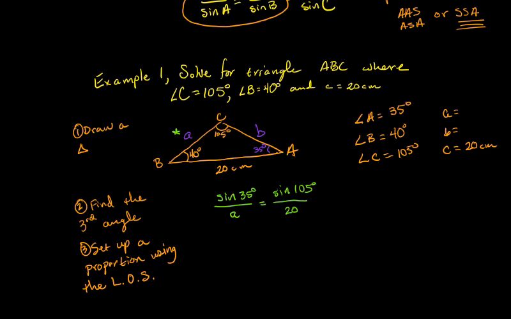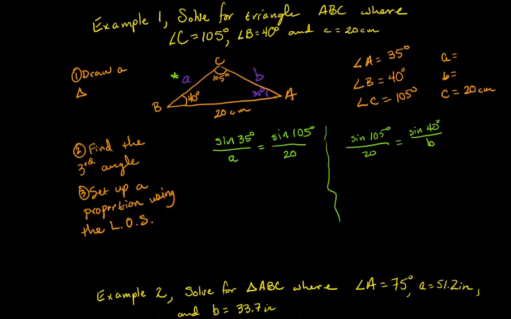I'm going to set up another one for B. I'm going to use the same thing, sine of 105 over 20 equals, and then for B, we want to go with the angle, sine of 40 degrees over side B. And so you can see that each proportion only has one variable. And now you can solve each by cross multiplying and dividing.